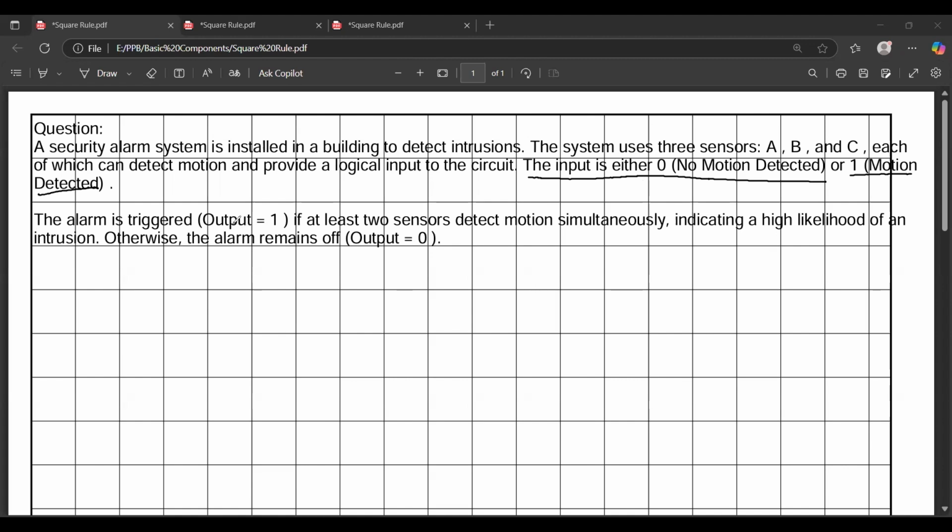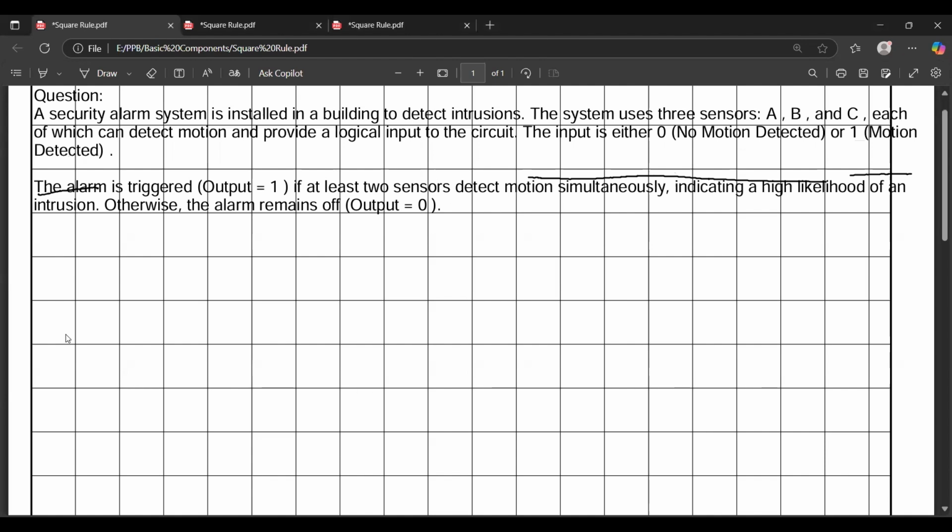The alarm is triggered, output equals 1, if at least two sensors detect motion simultaneously, indicating a high likelihood of an intrusion. Otherwise, the alarm remains off, output 0. So this is what they are saying. Okay, so we are going to now do this question.